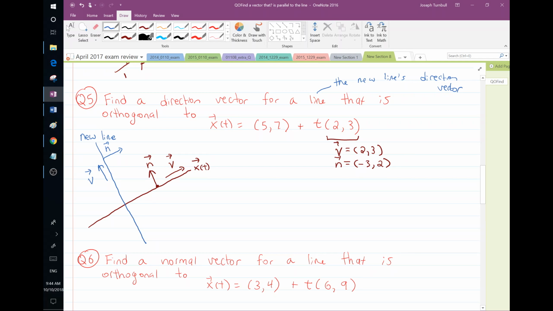We want a direction vector for the second line. We want the blue V here. Now look at the arrow. The arrow for the blue V lines up with the reddish brown N.